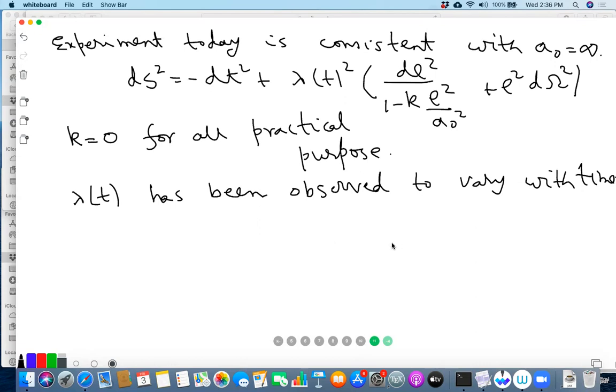Okay. So let me describe how it is observed. Again, I'm sure you have learned it in the GR course, but let me do this anyway. So we'll now try to describe the physical significance of lambda t. And that will also tell us how exactly it is observed.